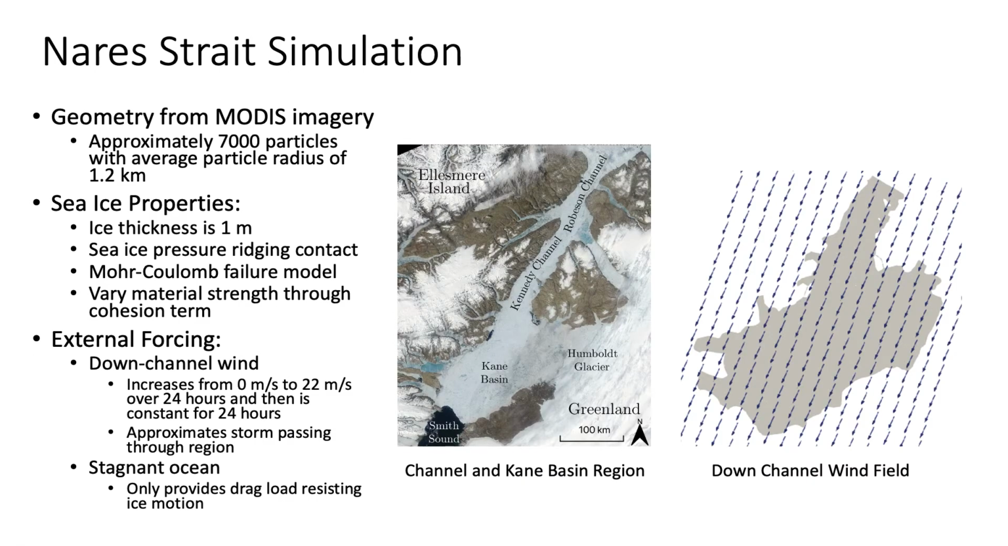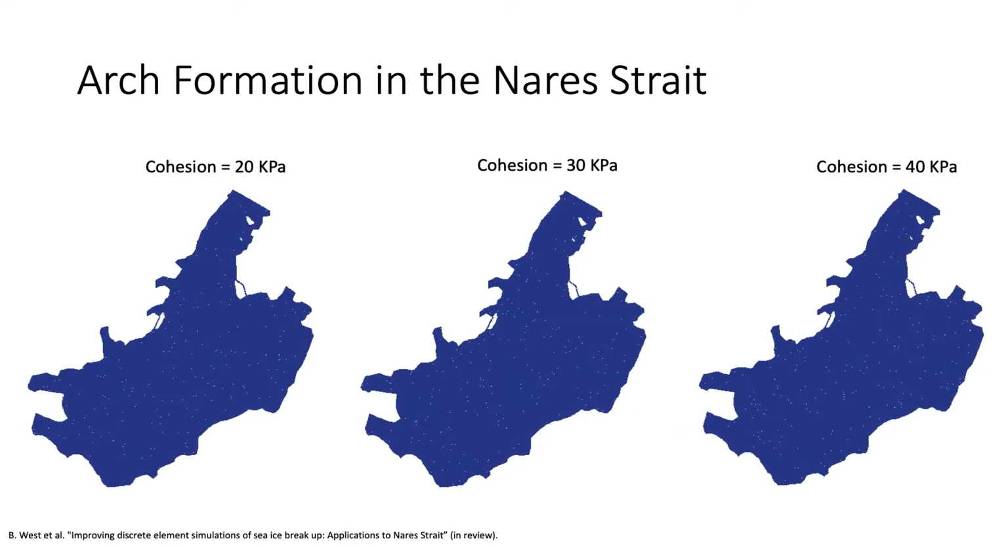A last simulation I wanted to show is the actual Nares Strait itself. It's very similar conditions as what we did previously with a down channel wind, only in this case it's on Nares Strait itself, as opposed to an idealized channel. So similar results to what I showed before.